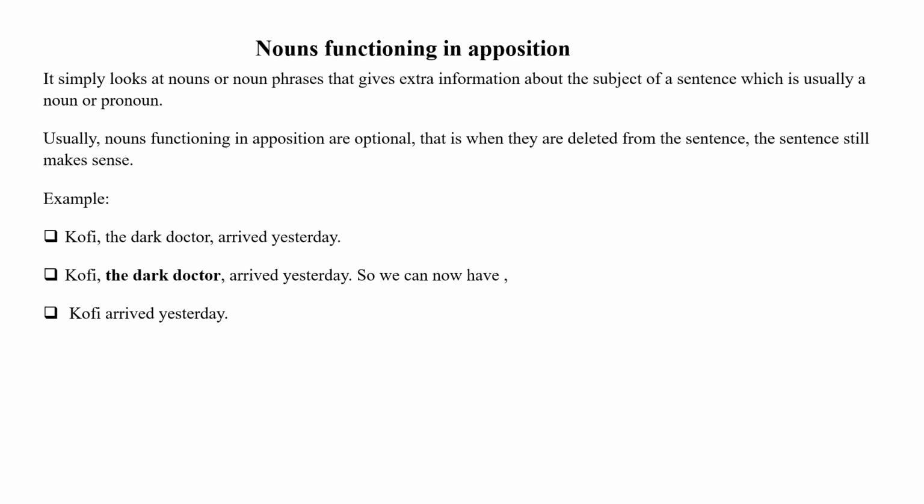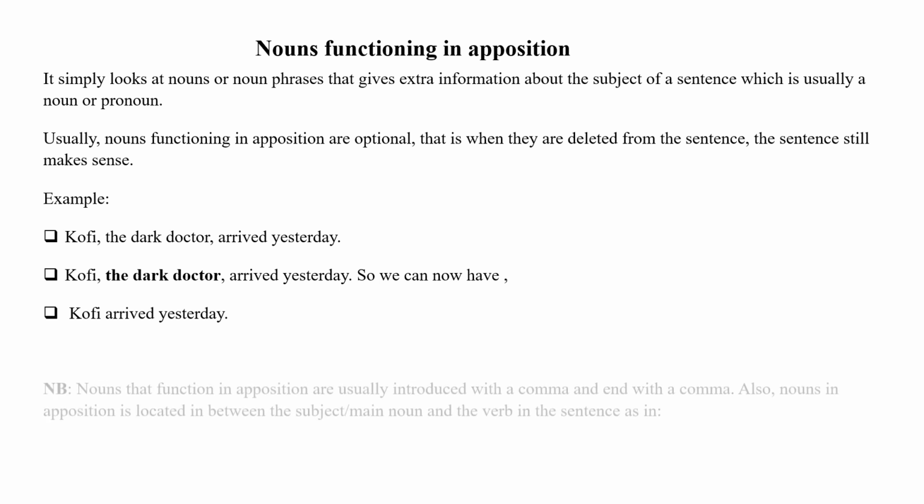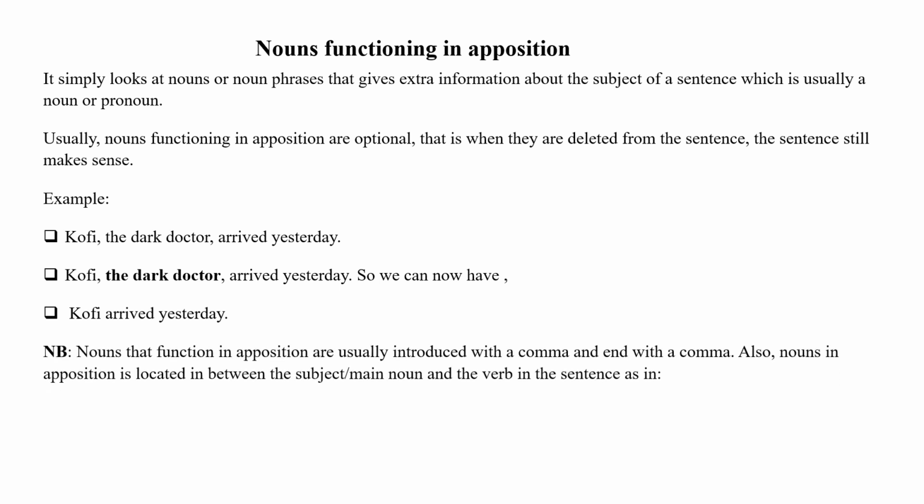It is important to note that nouns that function in apposition are usually introduced with a comma and end with a comma. Also, a noun in apposition is located in between the subject or the main noun and the verb in the sentence, as in: Aurelia, the beautiful seamstress, sew my dress.